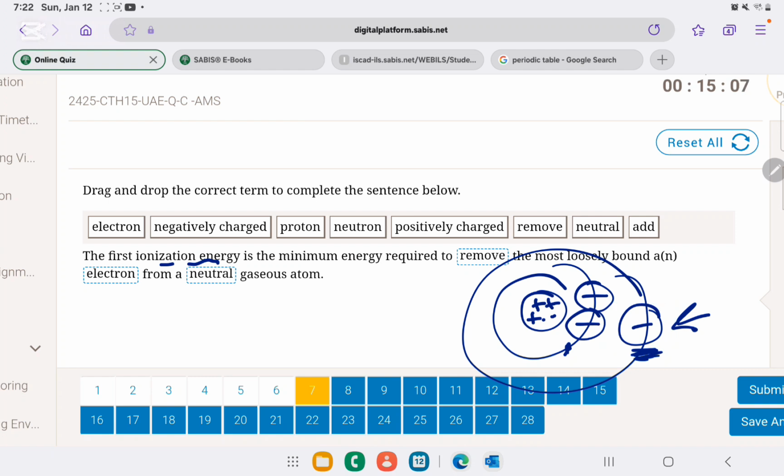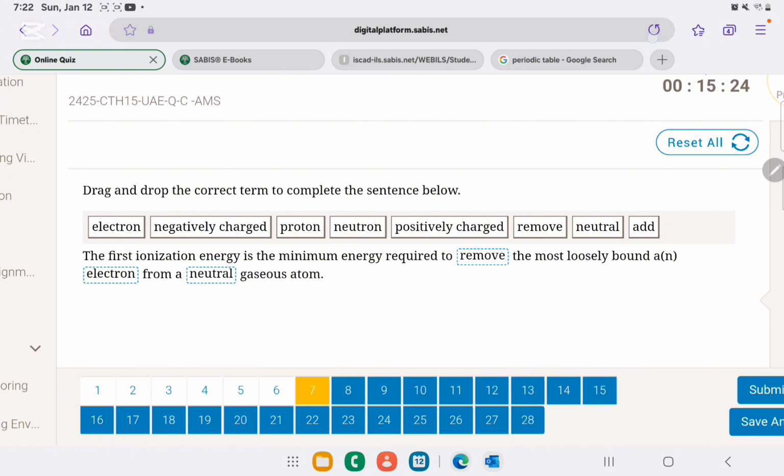Now you might ask, why don't I remove the one that's closer to the nucleus? It's harder to remove it. Why? Because it's closer to the plus, the nucleus, so it's more attached to the plus, since plus and minus attract each other. It's easier to remove the one that's further away.